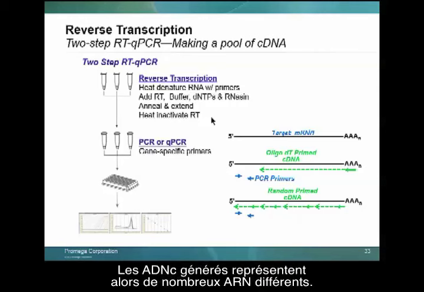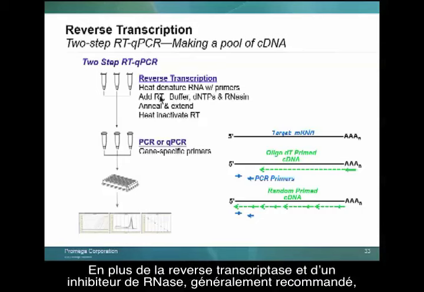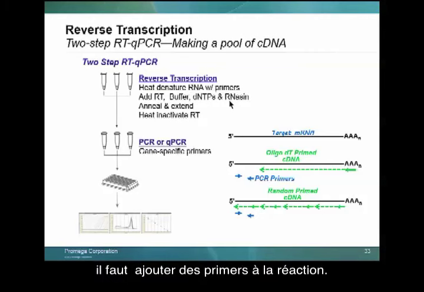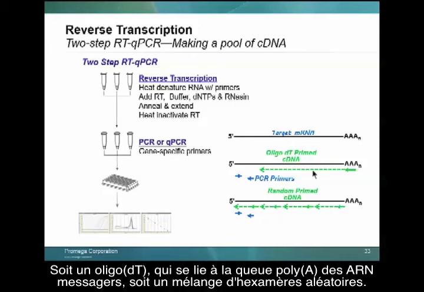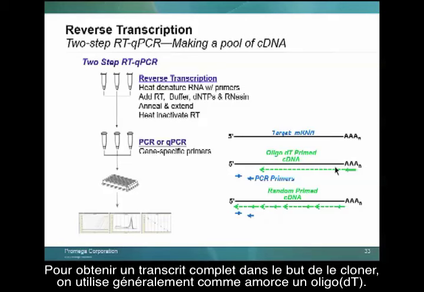So in the two-step reaction, what you're typically doing is making a pool of cDNA. So you're making cDNA to represent many varieties of the RNA that are present. In addition to the reverse transcriptase and an RNase inhibitor, which is usually recommended, you also need to include primers. And there are two main types that people use. We either use an oligo-dT primer, which will bind to the poly A tail of messenger RNA, or we use random hexamer primers.